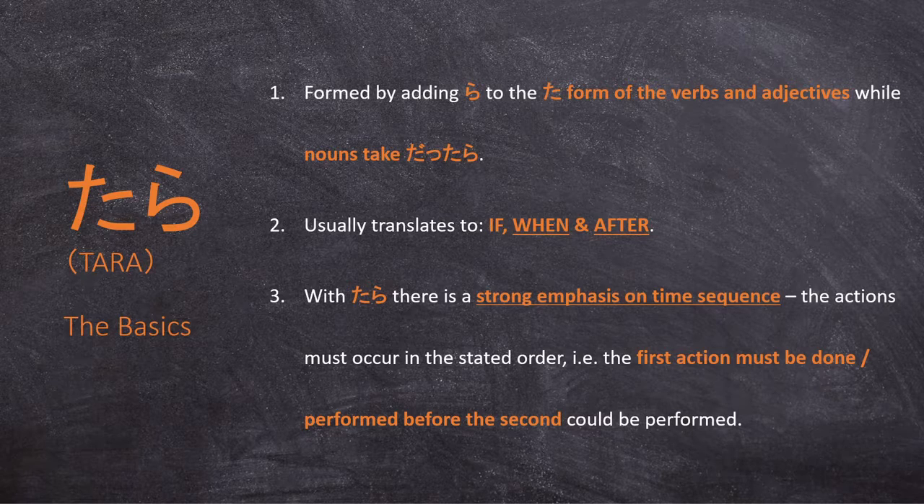These 3 points are really the bare bones stuff about Tara that you really need to know in advance before you can proceed further. So the first point is to always know how to form the Tara conditional depending on the word type. After that, we have the usual translations, and they are if, when, and after. And finally, we have here displayed the essence of the Tara conditional, and that is the emphasis on the time sequence that exists in a conditional sentence that contains Tara. So these 3 points are really the most important things that you need to know about Tara before you can proceed further.